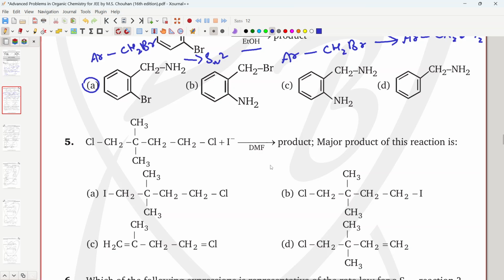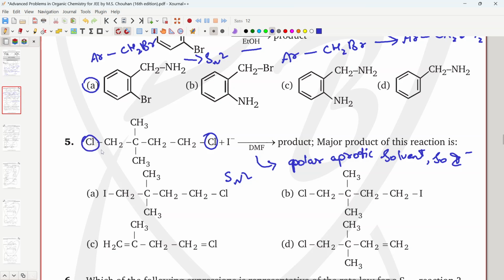Okay. Now, this is another Finkelstein reaction. DMF is a polar aprotic solvent. So iodide is a strong nucleophile that favors SN2. Of course, it's Finkelstein, so it's SN2. So now, which Cl is substituted first? There are only two primary Cls. Let's say this is site A and this is site B.